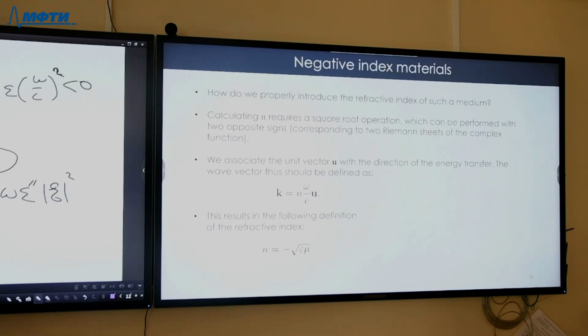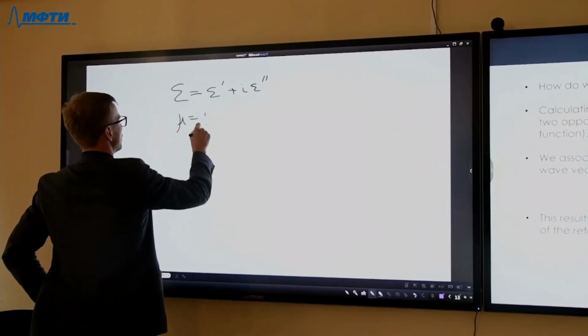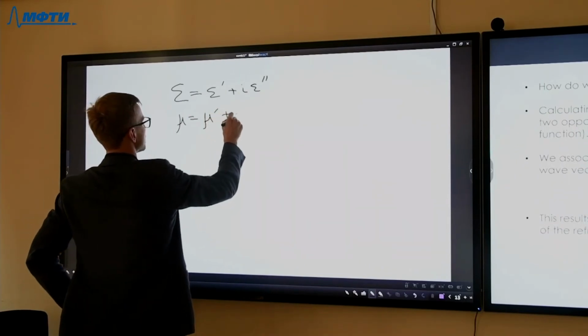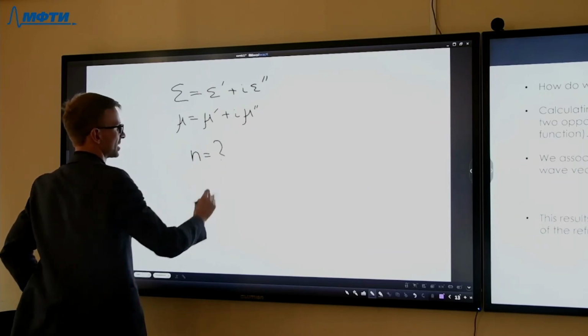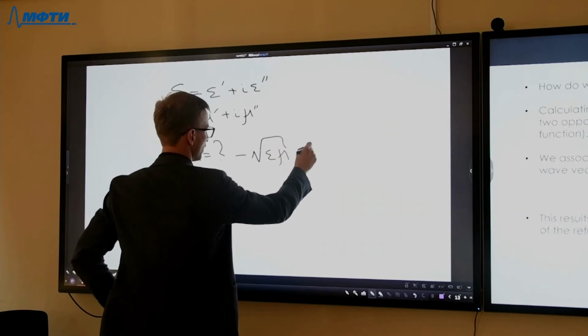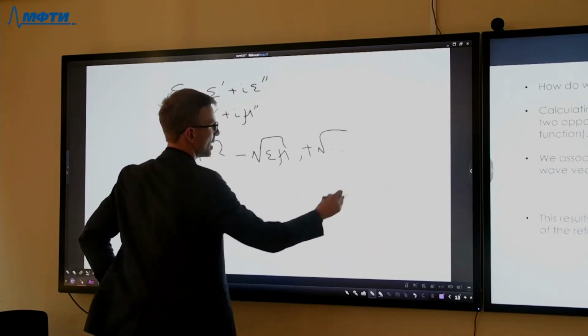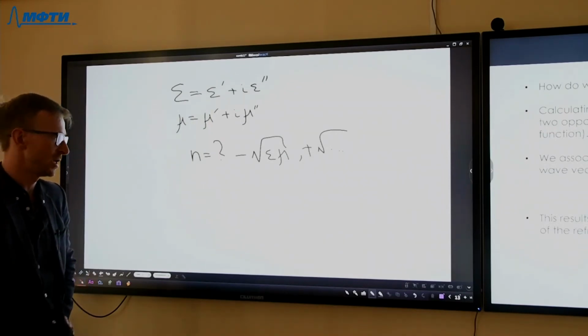This becomes a bit more complicated when you have lossy media with epsilon equals epsilon prime plus i epsilon double prime, and the same for mu: mu equals mu prime plus i mu double prime. Now the question is, what is the refractive index? Is it minus square root of epsilon mu? Is it plus square root of the same thing? This is quite a tricky question. I'm not going to explore this today in detail.